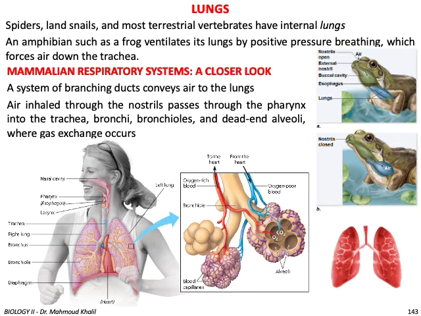For a closer look, the respiratory system in mammals consists of branching ducts that convey the air to the lungs. Air inhaled through the nostril passes through the pharynx into the trachea, bronchi, and bronchioles, and dead-end alveoli, where gas exchange occurs. And you can see that the oxygen-poor blood, which comes from the heart, in the vessel is broken down into capillaries inside the alveoli where exchange of gases occurs. Soon after that, the oxygen-rich blood collected from the alveoli is conveyed to the heart.